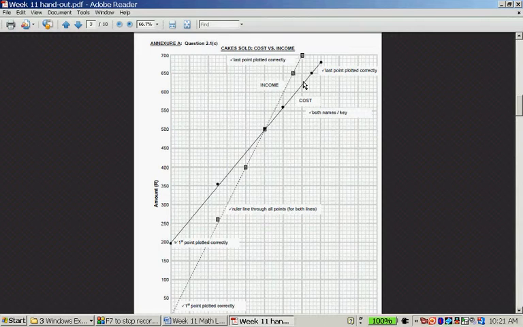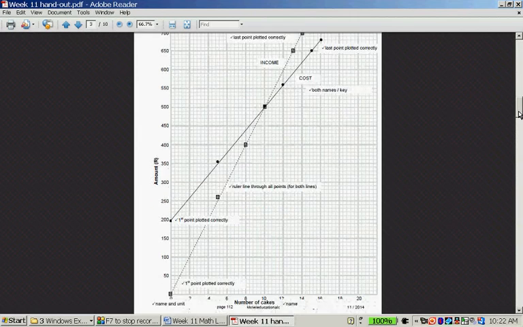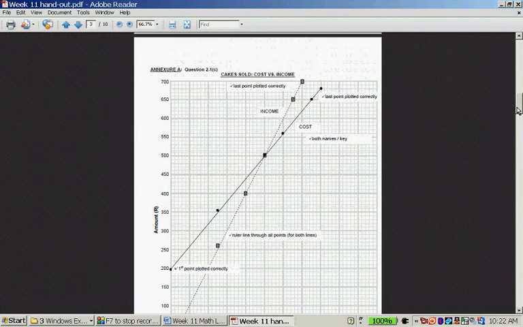And the profit is always the distance between the income graph and the expense graph. Do you get that? Okay, so what line is that? That's at 14 cakes. The income is 700 rand, and the cost is 620 rand. So therefore, the profit is 80 rand.